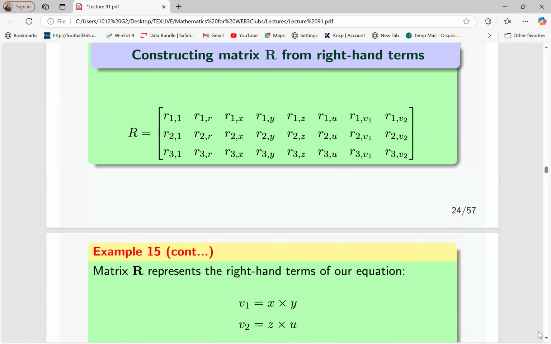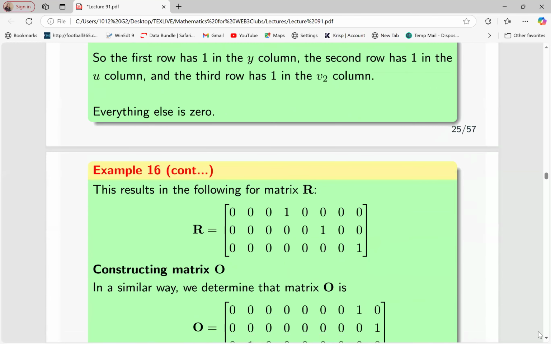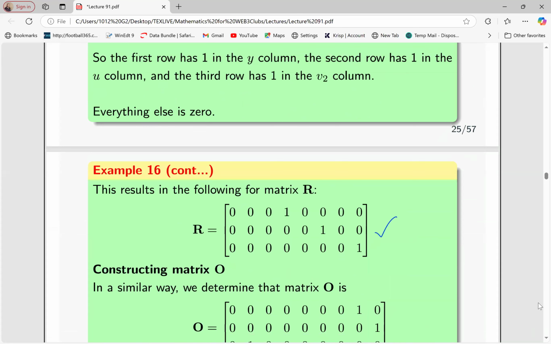Now, I've already explained how you get R. And again, these are just explanations. After all those explanations, finally, you arrive at R.